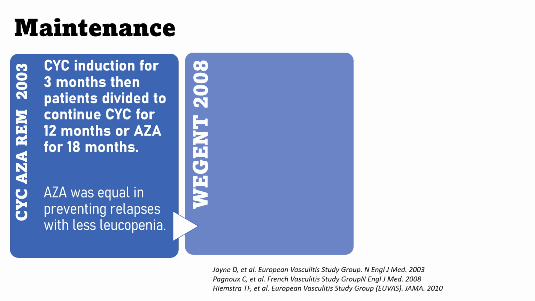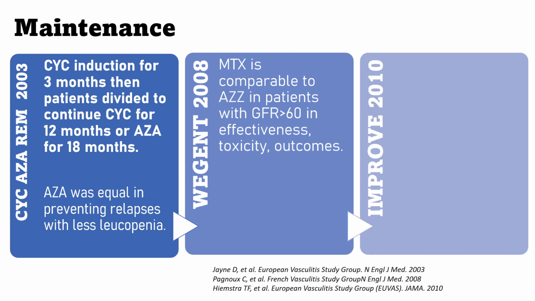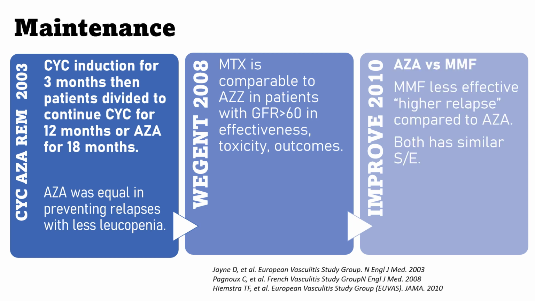We have the WEGENT trial in 2008, which compared methotrexate to azathioprine, but again in patients with GFR more than 60, and they found that they were comparable. And we have the IMPROVE trial in 2010, azathioprine versus MMF, and MMF was less effective. That means patients had higher relapses compared to AZA, and both had similar side effects.